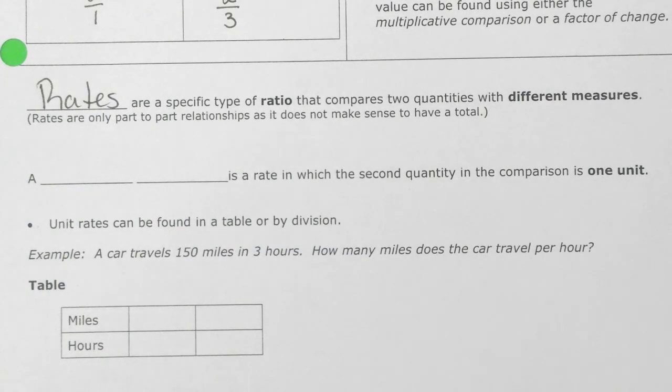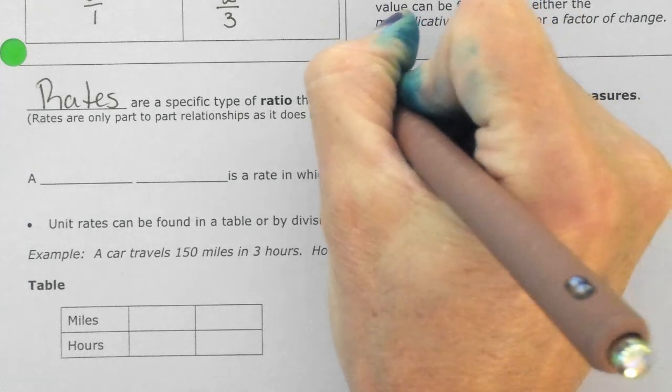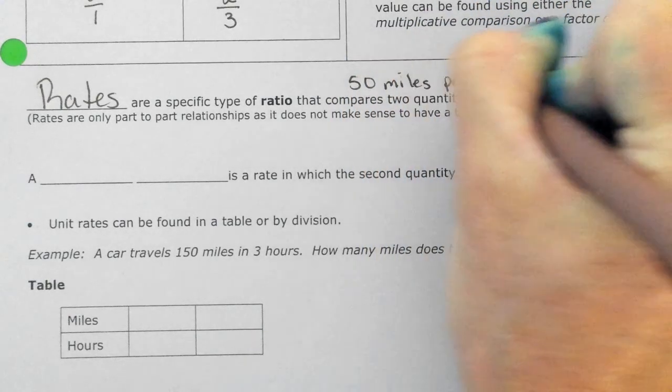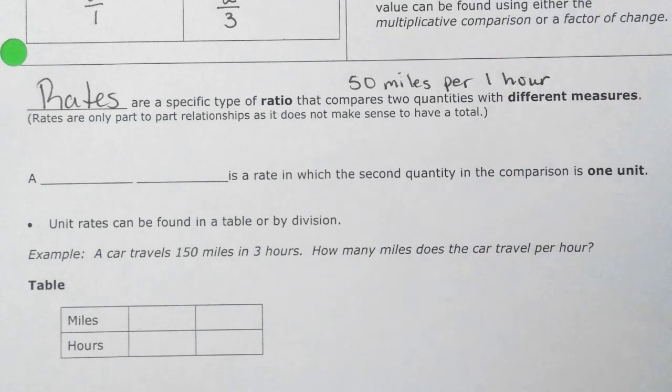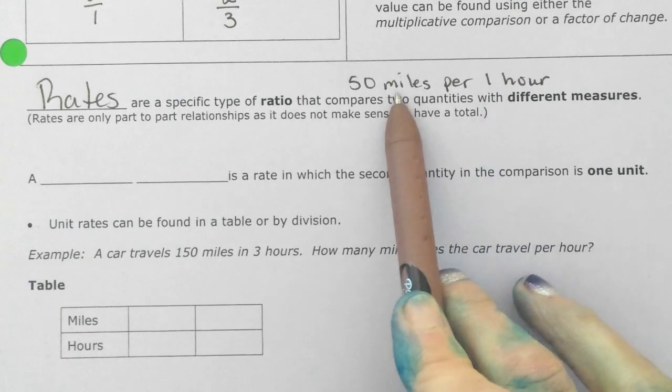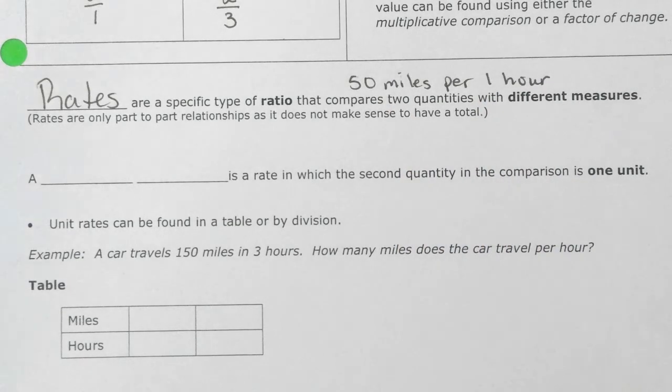So if I have, let me just write something here, let's say 50 miles per 1 hour. Can I have a total with the 50 and the 1? That would be 51 what? Can I add miles and hours together? What would that make it? Hours? I have no idea. It doesn't make sense. So with rates, you cannot find a total. Or if I add inches and feet, well, no, you can do that because 3.5 feet. Okay, bad analogy. But rates only have part-to-part relationships, and it does not make sense to have a total.